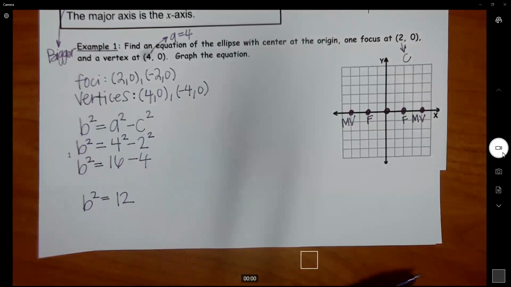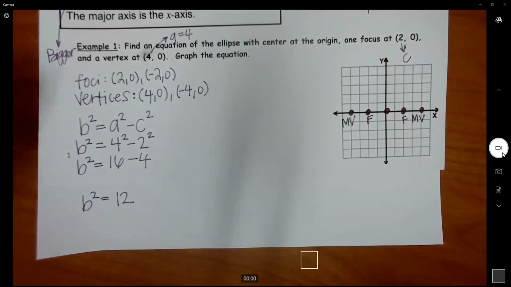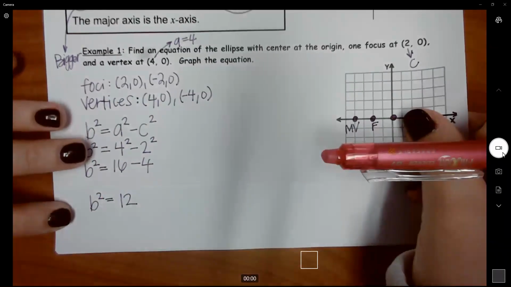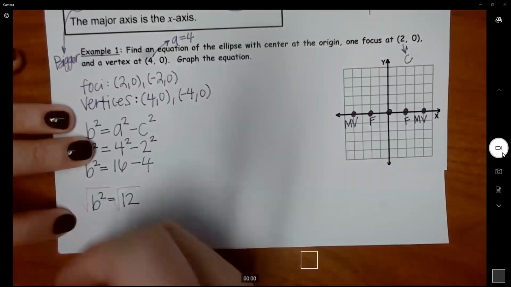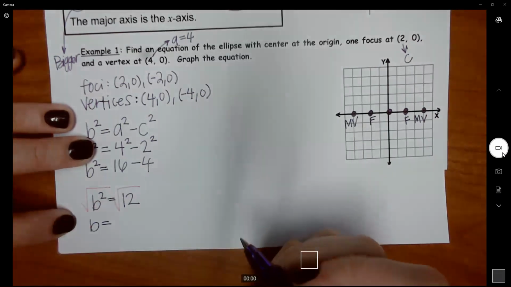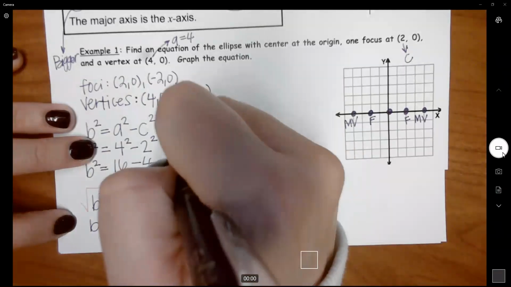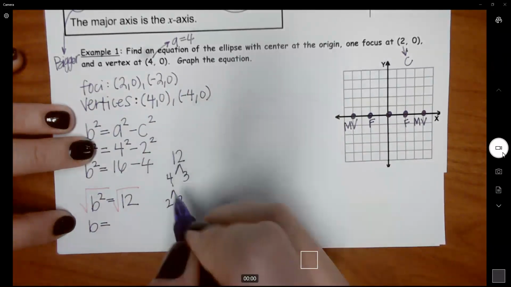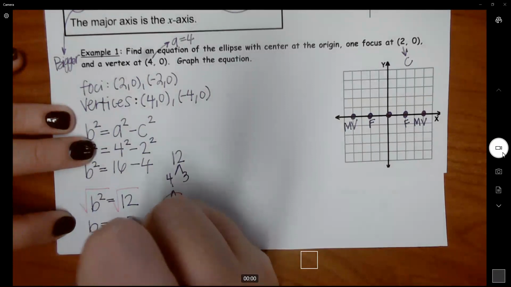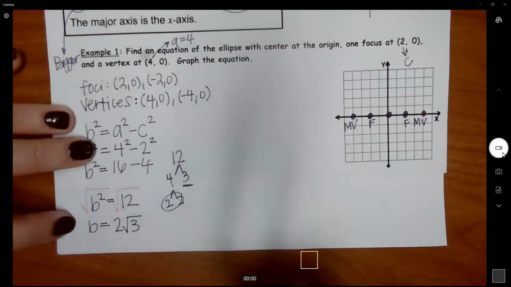So to solve for B, I've got to get rid of that squared. The opposite of square is to take the square root. So B equals, if I break down 12, that's 4 and 3, which is 2 and 2. So a pair of 2's come out, and that 3 stays in.